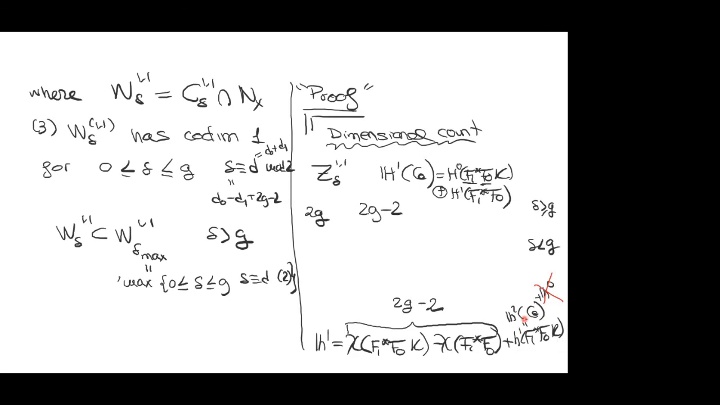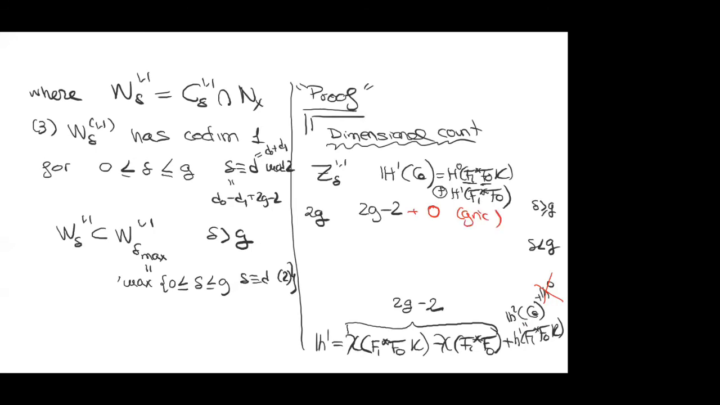So when delta is greater than G, this is the same as the sections from F0 to F1, which is a line bundle of degree strictly smaller than G. And therefore, generically, since we can consider all line bundles, this is going to be 0. This is only generic.